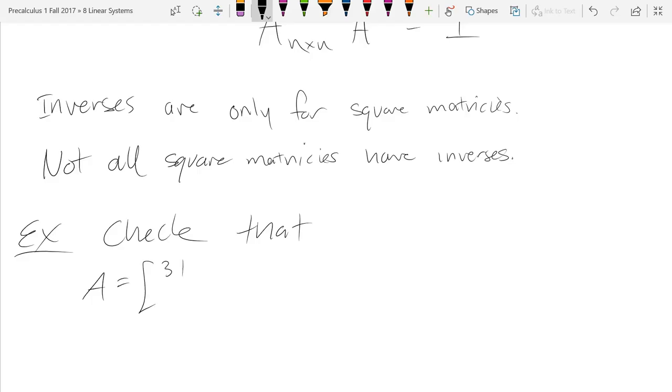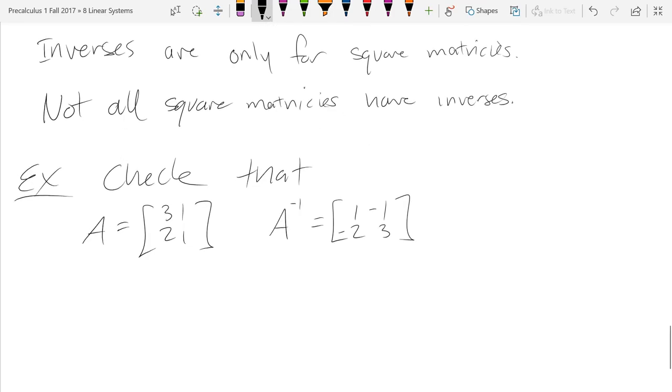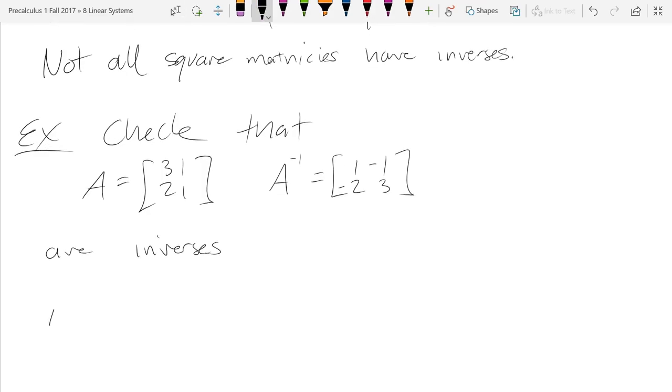So our first matrix will be 3, 1, 2, 1. And the second matrix, 1, negative 1, minus 2, 3. So check that these two matrices are inverses. What should I get if I multiply these two together? I get the identity matrix. What dimension will this matrix have to be? Two by two. So whenever you multiply square matrices, your dimensions stay the same.